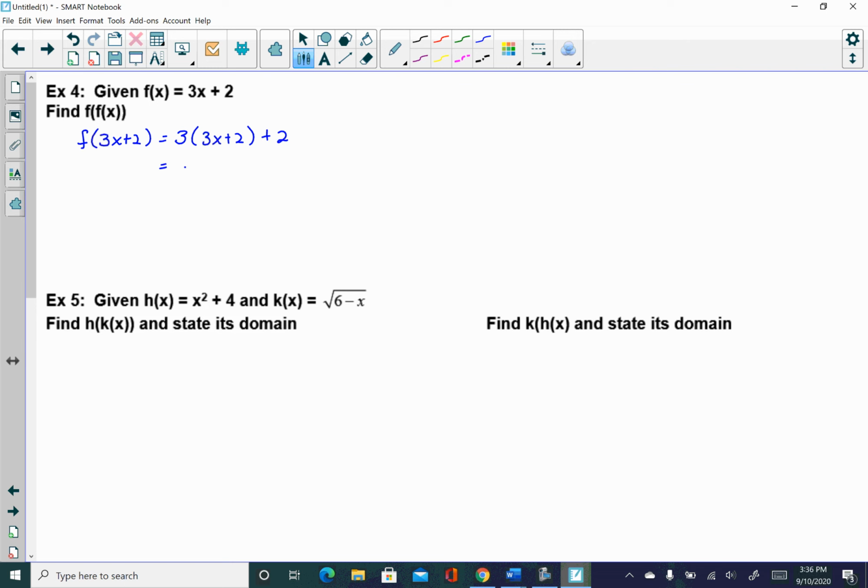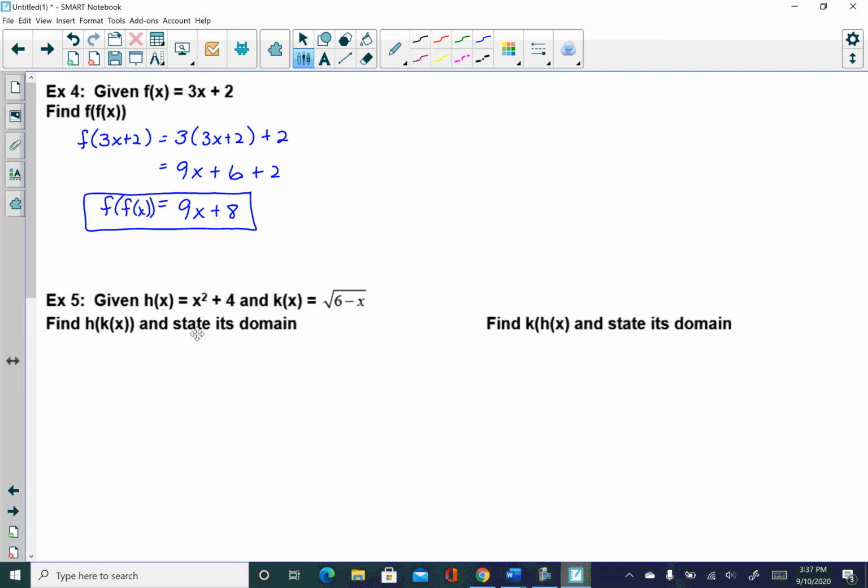Distribute: 9x plus 6 plus 2. Combine like terms, 9x plus 8. Okay, and that would be f composed with itself, f of f of x. Final answer. Okay. Now in examples 5 and 6, we'll take a little deeper dive into finding our composition of functions and stating its domain.